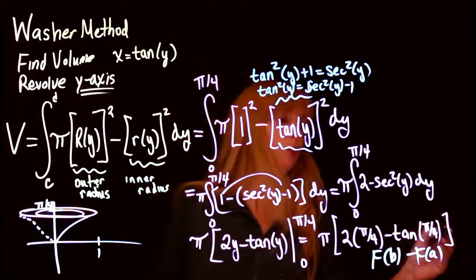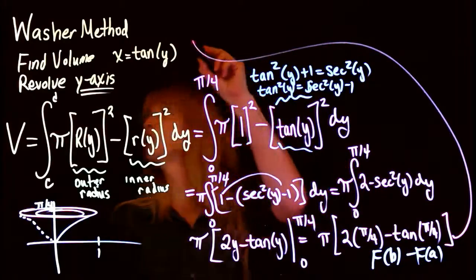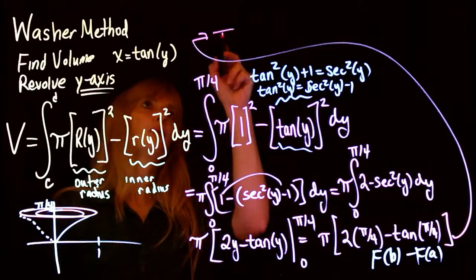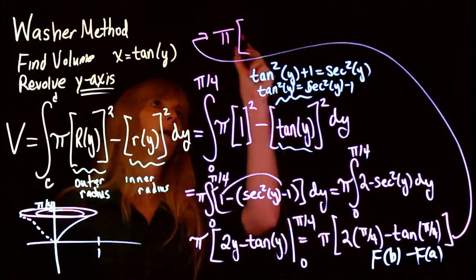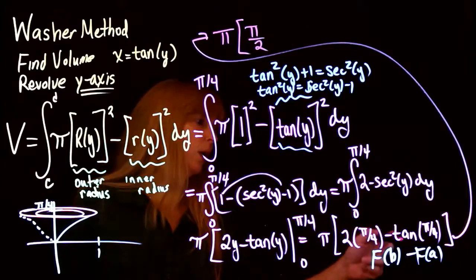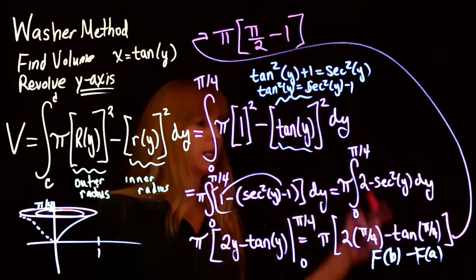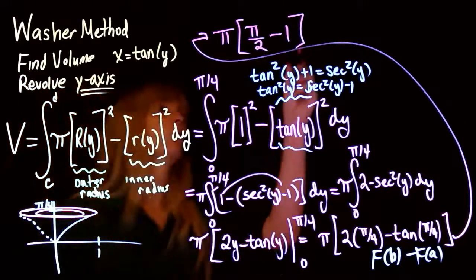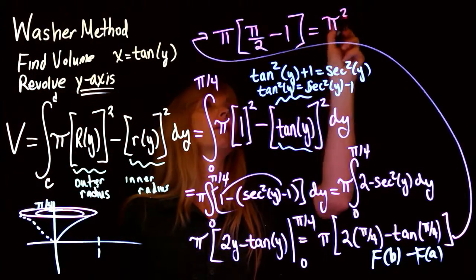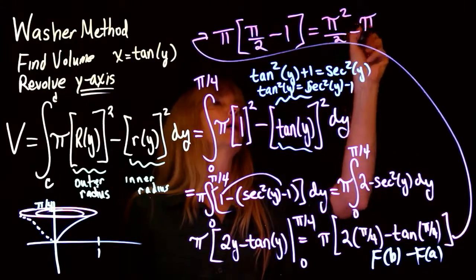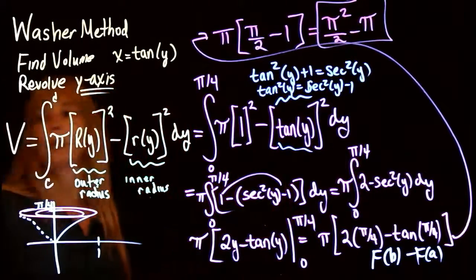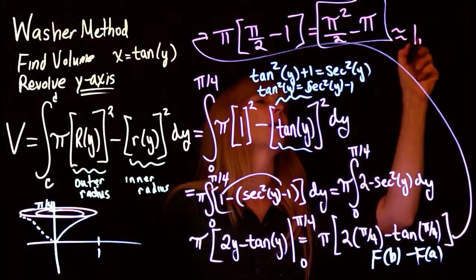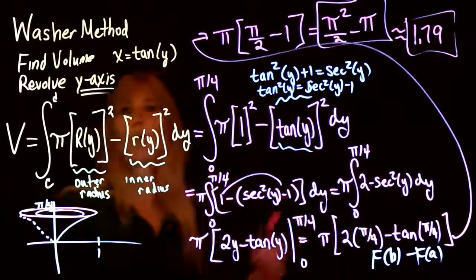Now since I've run out of room, I guess we're going to go right here. Yeah, that'll work. And so I just end up with this pi, and then 2 pi over 4, pi over 2, and then of course minus 1 because the tangent of pi over 4 is 1. And that's pretty much it. I mean, if you want to make it look a little bit better, I don't know that this makes it look better, but I just distribute the pi and you get your answer. And I actually did throw that in a calculator, and I got approximately 1.79 for that volume.